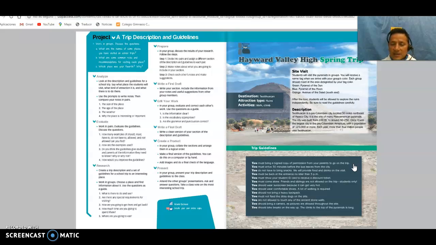So keep in mind that this information is necessary to have in your project, trip description and guidelines. And this is what you need to do. So you're describing how the place that you're going to visit is going to be, and don't forget to write this kind of information in order to be clear.